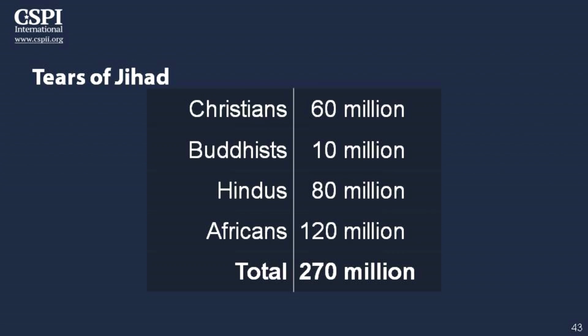There's been 548 battles that I've tabulated that have been fought between Islam and classical civilization. Over 1,400 years, that's 60 million Christians, 10 million Buddhists, 80 million Hindus, and 120 million Africans, for a total of 270 million in what I call the tiers of jihad. The Muslims who killed 270 million called it jihad. Why don't we call it jihad as well? Now, terror is a tactic, so we can use terror, but don't confuse jihad and terror.